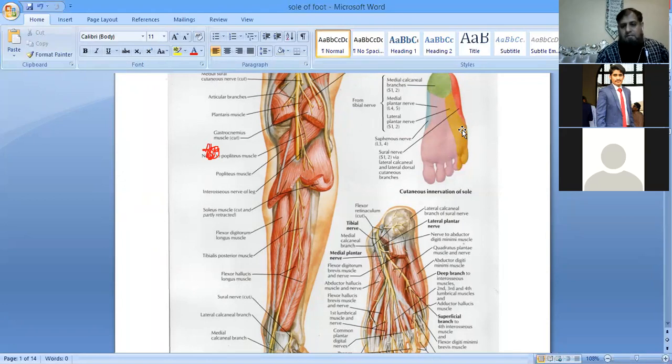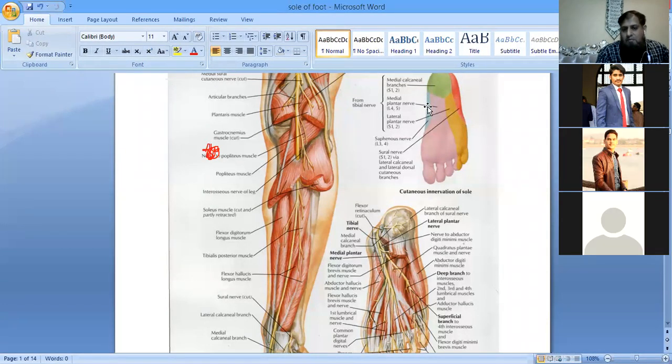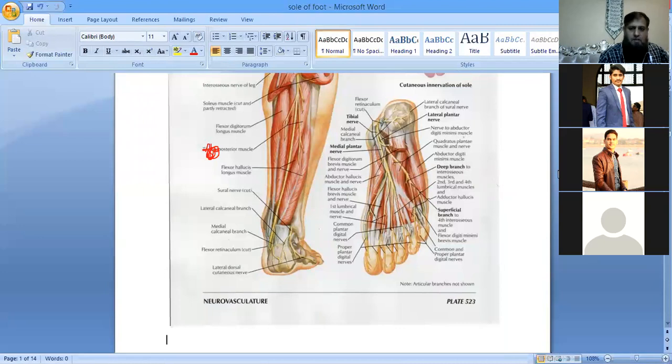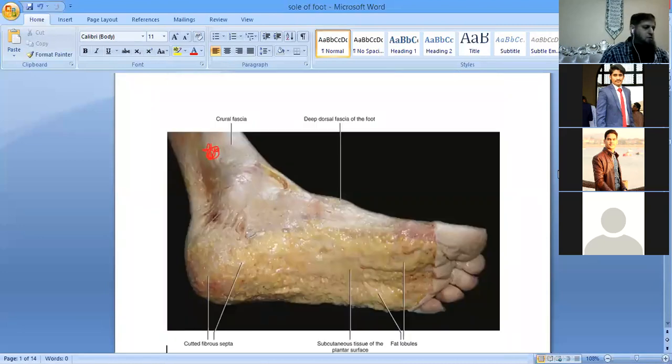Okay, fine. So the smaller portion on the medial aspect is supplied by the saphenous nerve, and likewise on the lateral aspect, the smaller area along the lateral border is basically supplied by the sural nerve. Clear? Okay. Now we'll talk about the superficial fascia.